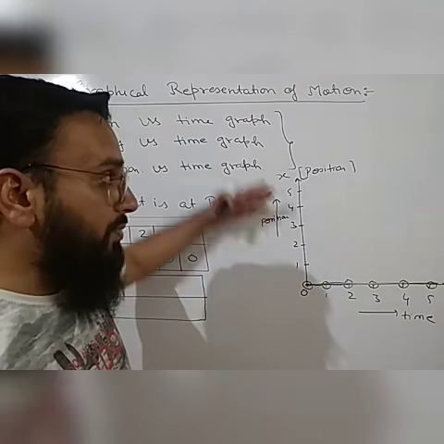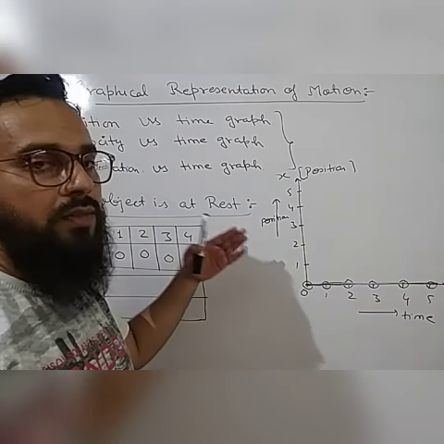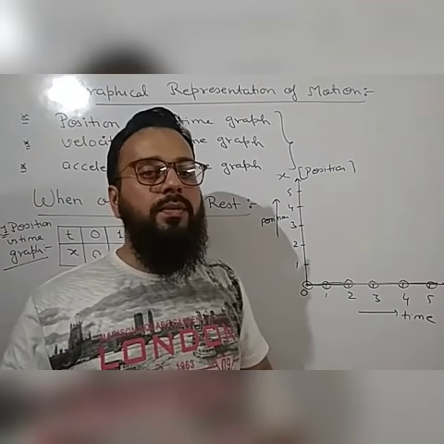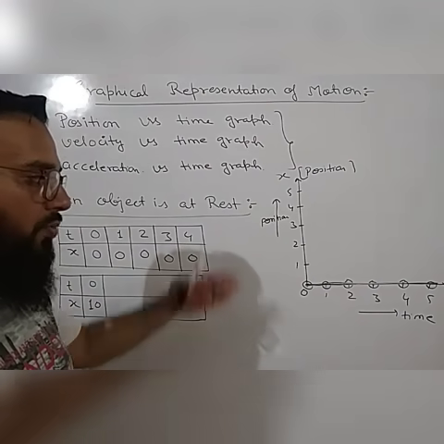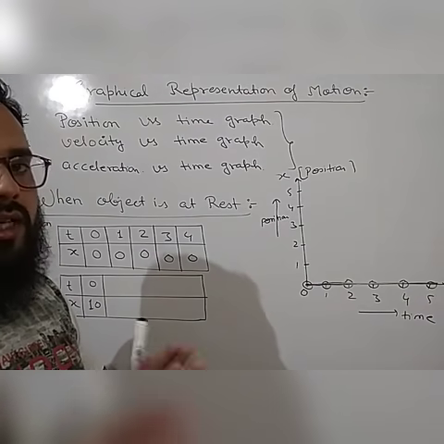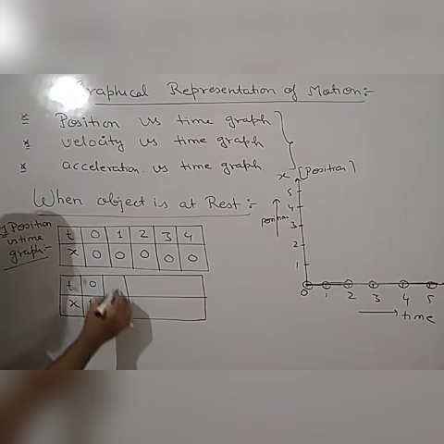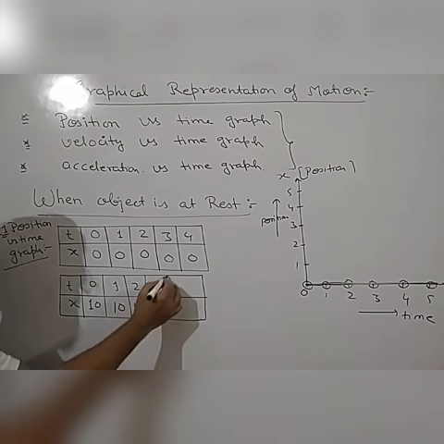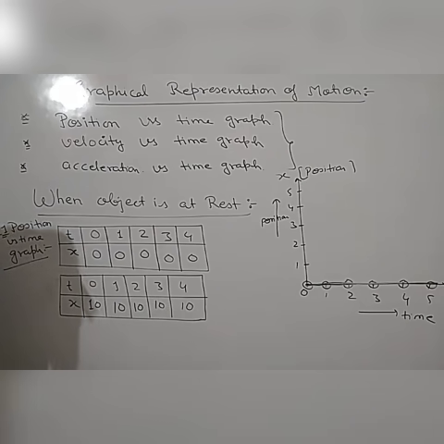So the frame of reference is changing. In the previous case, I considered my body as the frame of reference, but now I am considering this board as the frame of reference. With respect to this board, the distance between the board and my body is 10 meter. So at t is equal to 0, distance is 10. At t is equal to 1, the distance is the same, 10. At t is equal to 2, 3, and 4, the distance is 10.